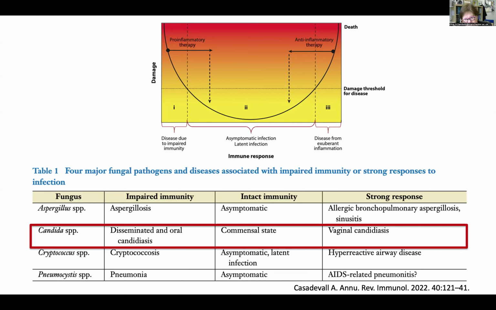Now, interestingly, going to the right, to the strong response side, that's where your vulvovaginal candidiasis sits. So it's more common in atopic, hyperreactive, allergic, asthmatic patients. Therefore, it is in a real clinical setting very rare for patients to have both oral candidiasis and vulvovaginal candidiasis at the same time. The risk factors are very different.